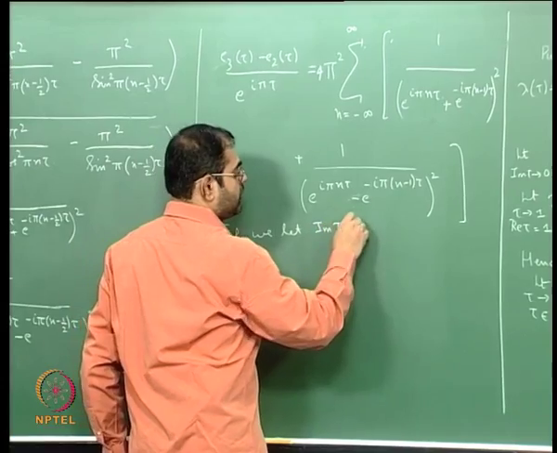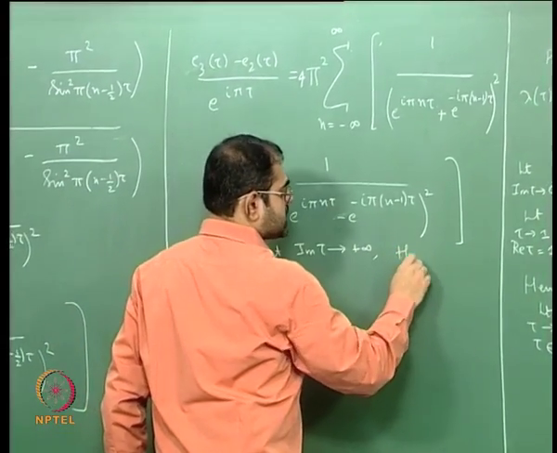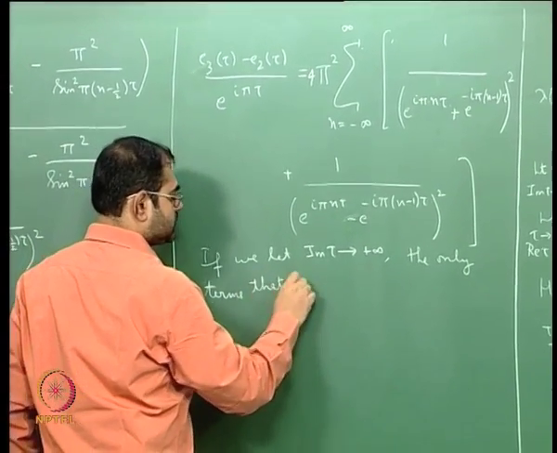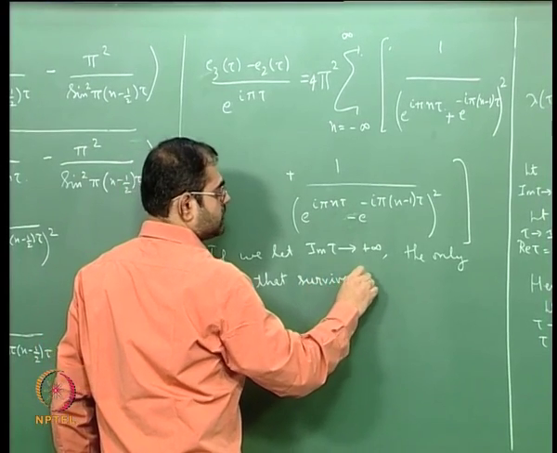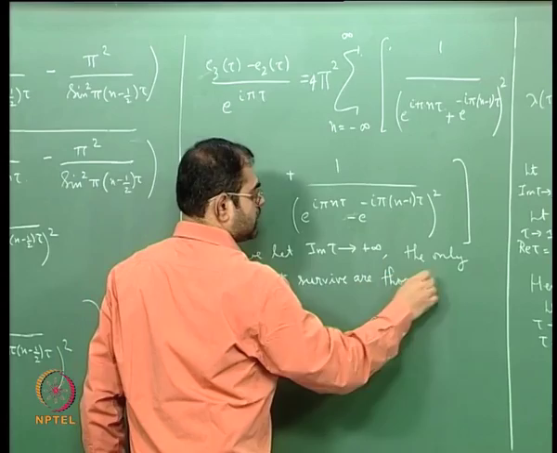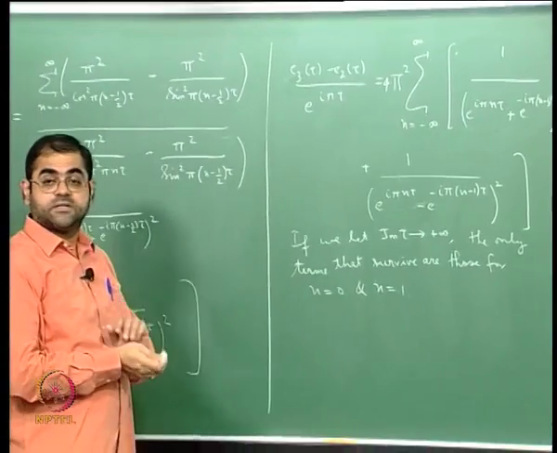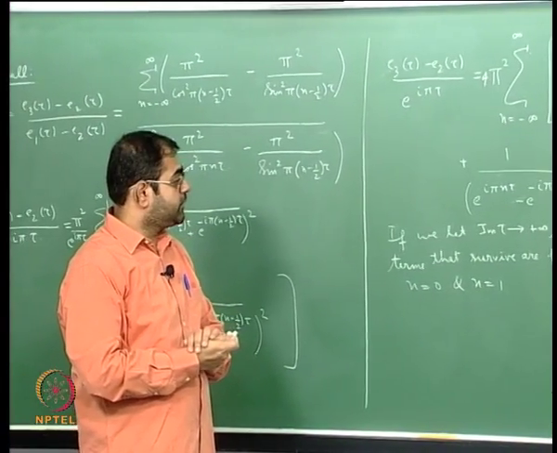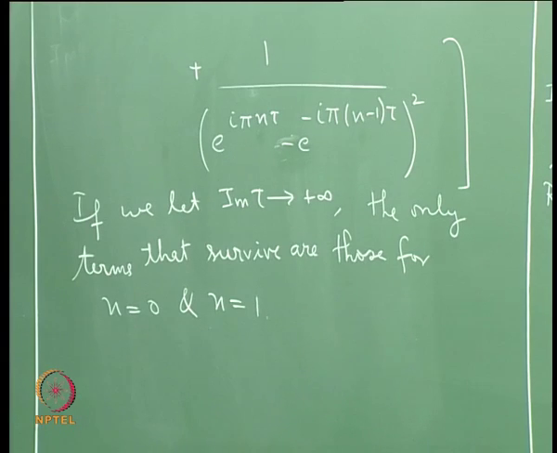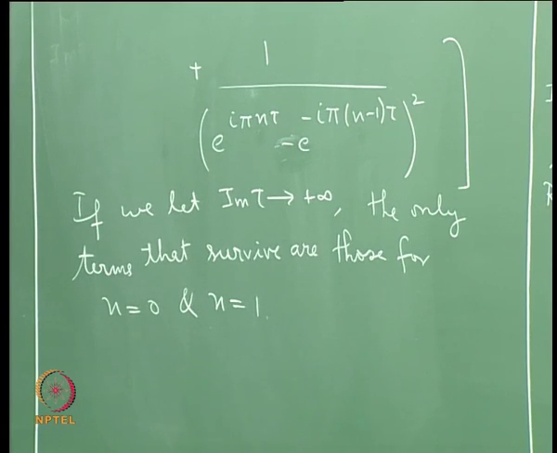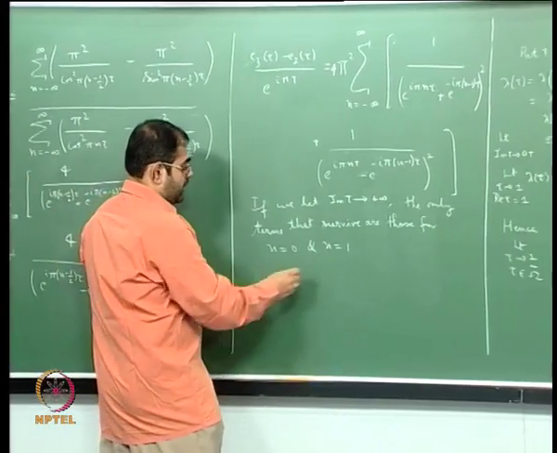So if we let the imaginary part of tau tend to plus infinity, the only terms that survive are those for n equal to 0 and n equal to 1. These are the only terms that will survive. So long as n is not 0 or 1, each of those terms is going to go to 0. So if you take the limit as the imaginary part of tau tends to plus infinity, you are going to get only 2 finite non-zero terms. And what will you get?